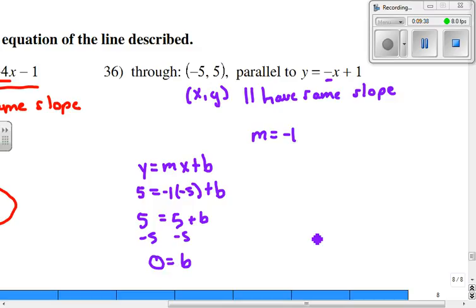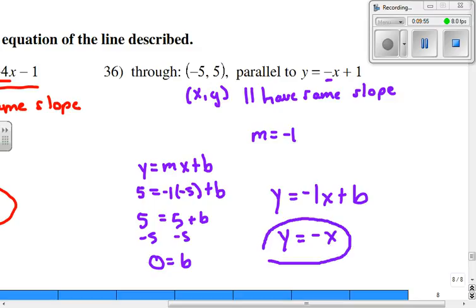So that means the equation of my line is y equals negative 1x plus 0. I can simplify this greatly. Y equals negative x. I don't have to put the negative 1. The negative takes care of it. And I don't have to put this plus b because my b was 0. And 0 doesn't need to be written. If we're just plusing 0, it doesn't do anything. So we have y equals negative x.